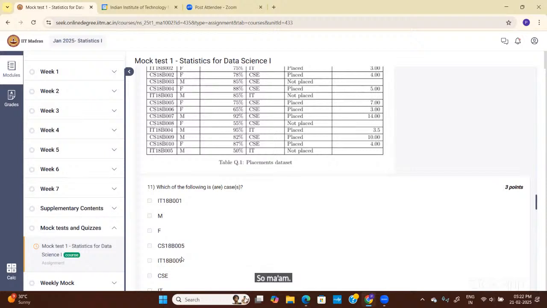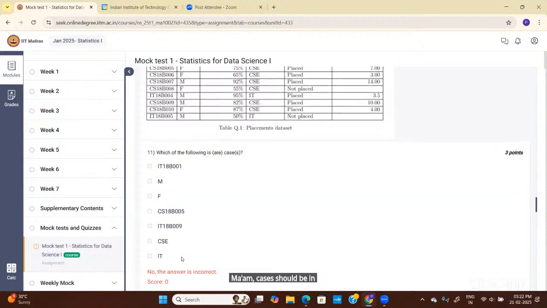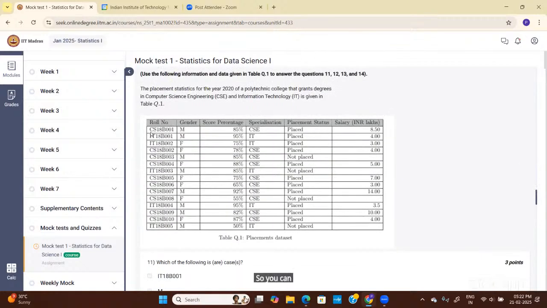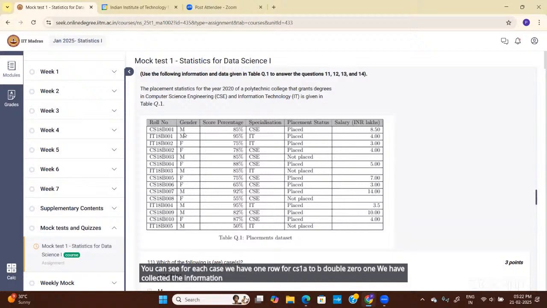Ma'am, cases should be in rows, right? But why are they in columns? You can see for each case we have one row. For CS18B001, we have collected the information. This person is male and has scored 85%. Specialization is CSE. So in this row we have the case.